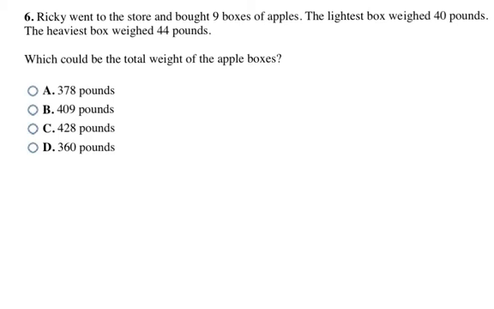So if I took all 9 boxes and multiplied them by 9, all of the weights would have to be bigger than that. So 0 times 9 is 0, 4 times 9 is 36. Since I know all of the boxes are 40 or bigger, I know that it can't be 360, but it's going to have to be bigger than that number.